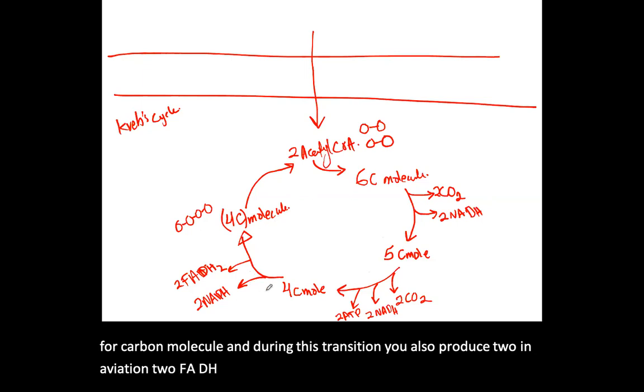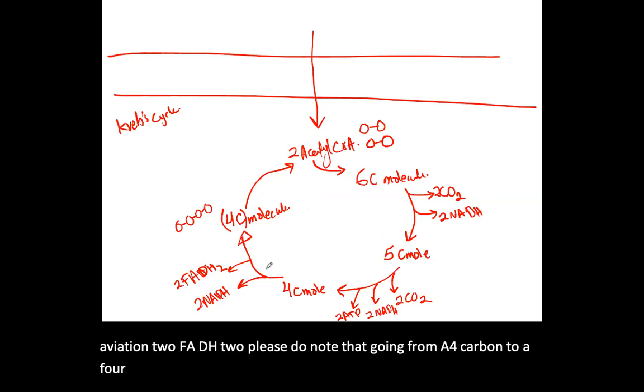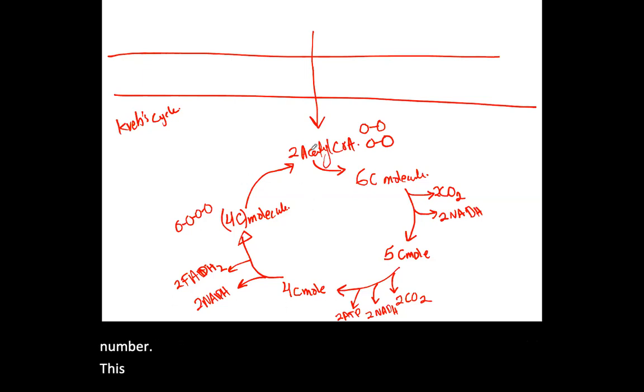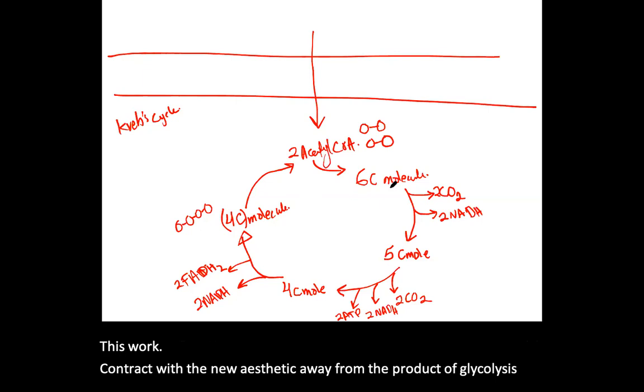Please do note that going from a 4-carbon to a 4-carbon, I do not have any CO2 being produced because CO2 is only produced when you are releasing carbon or decreasing your carbon number. And again, these 4-carbon molecules can now interact with the new acetyl-CoA from the product of the glycolysis and continue the cycle.